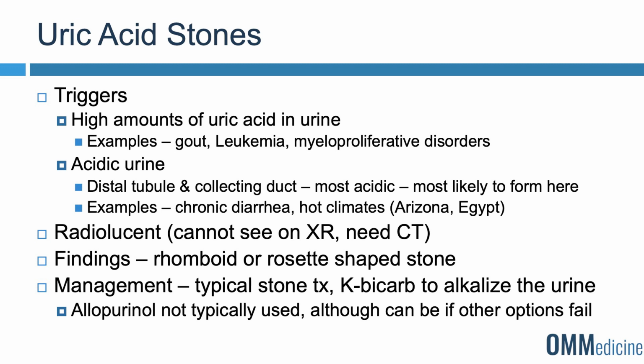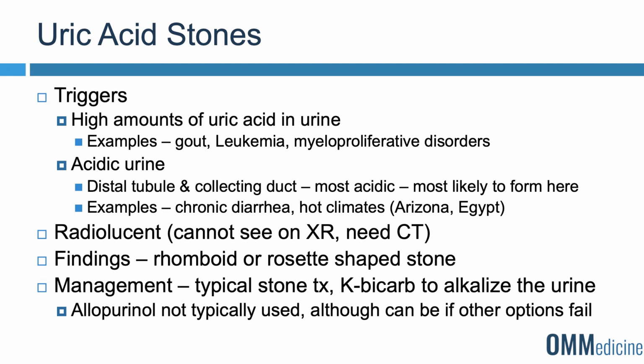So once again, we need to ask ourselves, why would we expect someone's urine to be more acidic than normal? The two most common scenarios in which we would see this are patients who have chronic diarrhea and patients who live in hot climates. We should also point out the correlation to where these stones are typically formed within the nephron itself. If you remember back to physiology, the distal tubule and collecting duct have the most acidic urine, and therefore the uric acid stones are more likely to form in these two areas of the nephron.